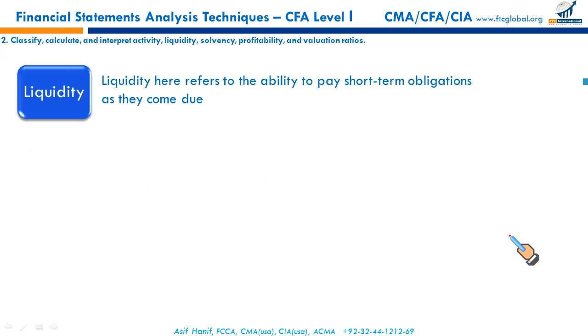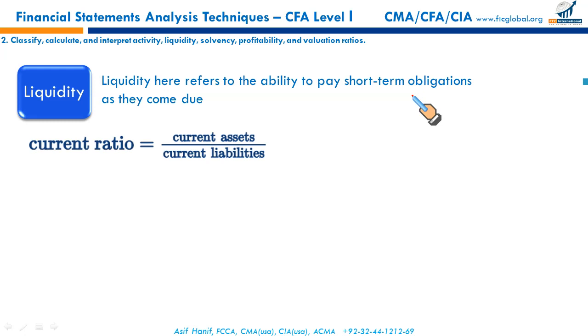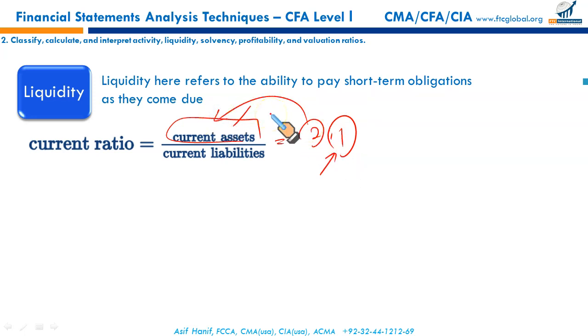Liquidity. This is the next set of ratios. Liquidity here refers to the ability to pay short-term obligations when they fall due. The first ratio is current ratio, current assets upon current liabilities. It includes your account receivables net. It includes your inventories, raw material, work in progress, finished goods, your marketable securities, your prepayments, and cash and bank as well. Divided by current liabilities gives you the current ratio. Let's say if it's 2:1, it means for every $1 of liability, I have $2 of current assets.